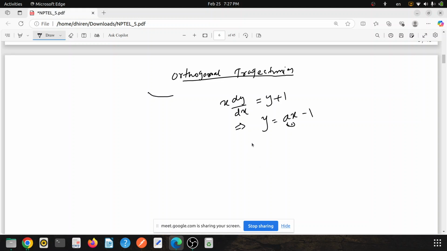If you want to find the orthogonal trajectory, note that this represents a family of curves, because for particular values of a you will get one curve, and for another particular value of a you will get another curve. So to find the orthogonal trajectory to this family of curves, we need to first find dy by dx, that is y plus 1 by x.